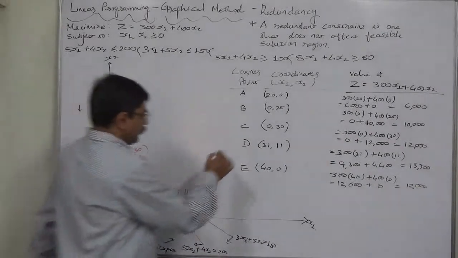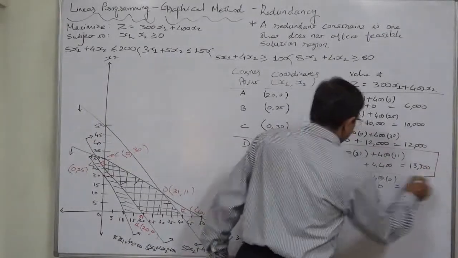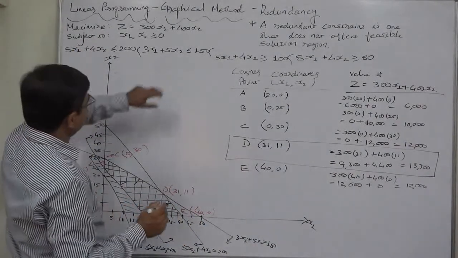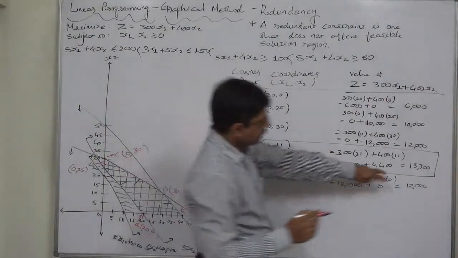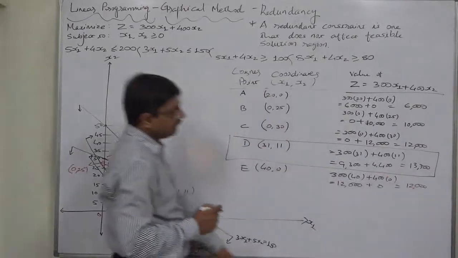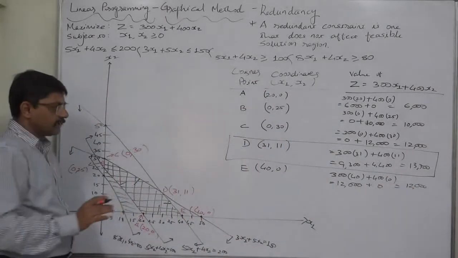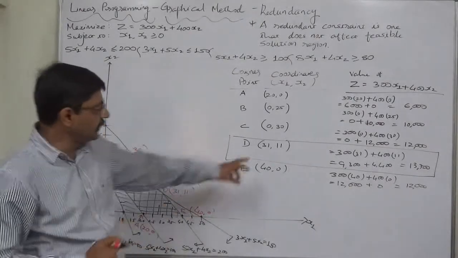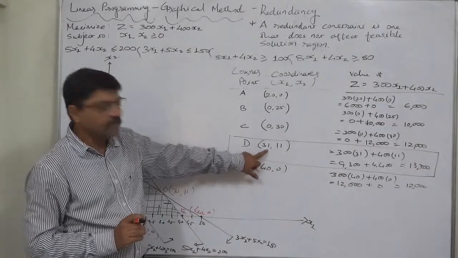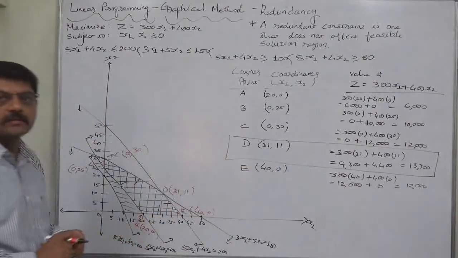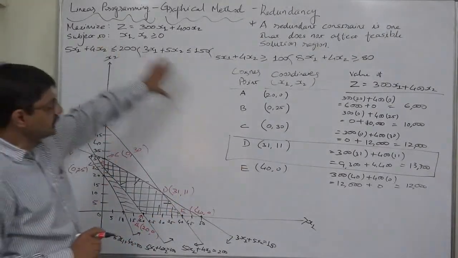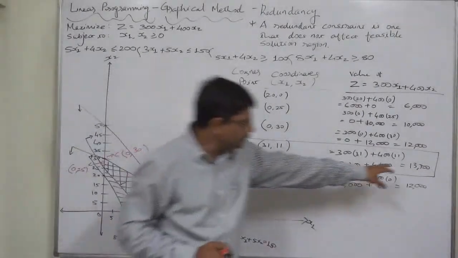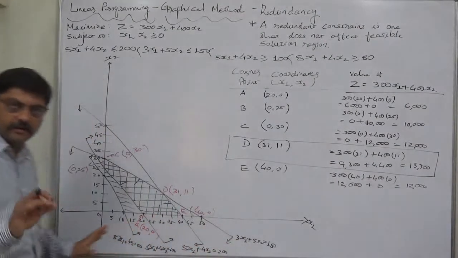On the basis of this analysis, we can say that according to the maximization objective, the objective function takes maximum possible value 13,700 at point D. The coordinates are 31 and 11. That means x1 equals to 31, x2 equals to 11 becomes the optimal solution to this linear programming problem, and the maximum value of the objective function comes to 13,700. Okay, that will be the conclusion.